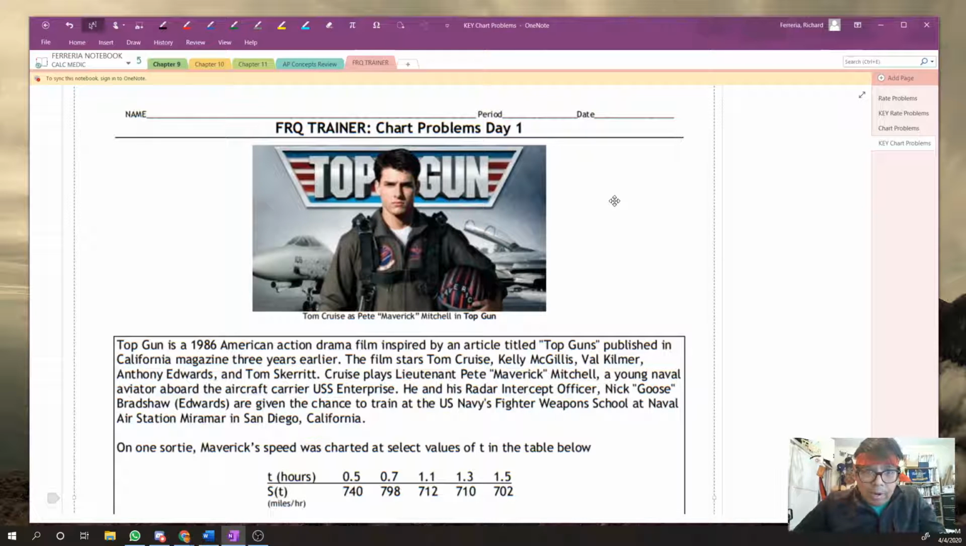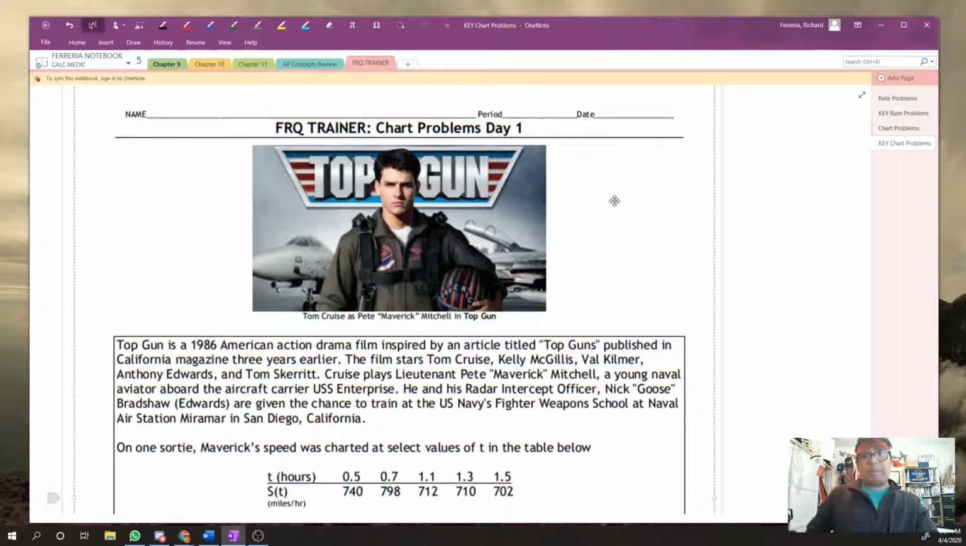This time around, we get ourselves into the Top Gun territory. If you're unfamiliar, Top Gun is a 1986 American action film inspired by the article Top Guns, published in California Magazine 3 years earlier. So that's 1983. The film stars Tom Cruise, Kelly McGillis, and Val Kilmer, along with Anthony Edwards and Tom Skerritt.